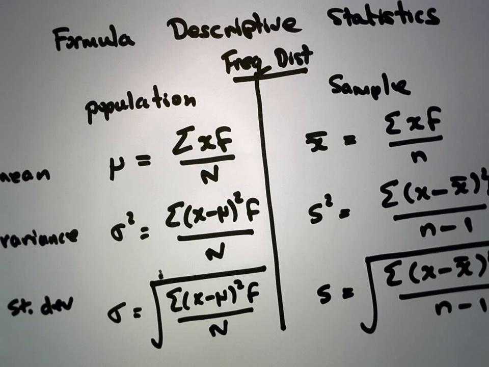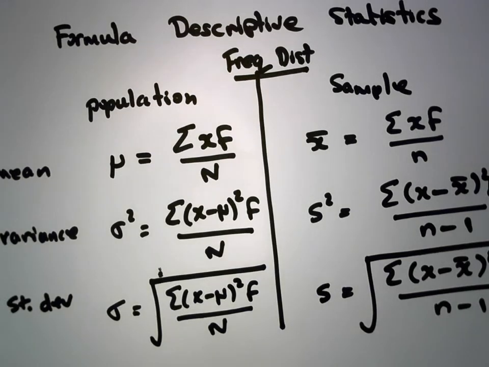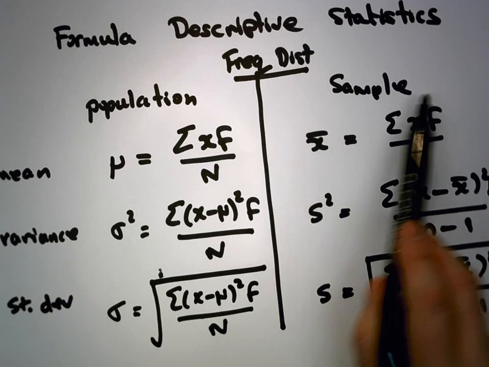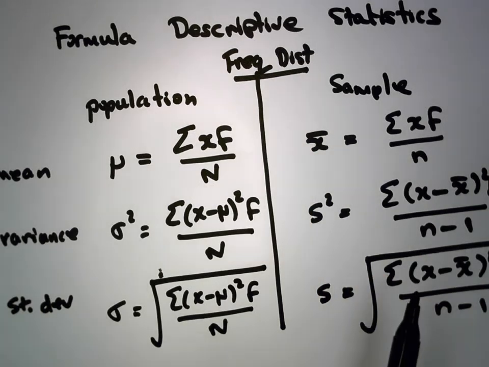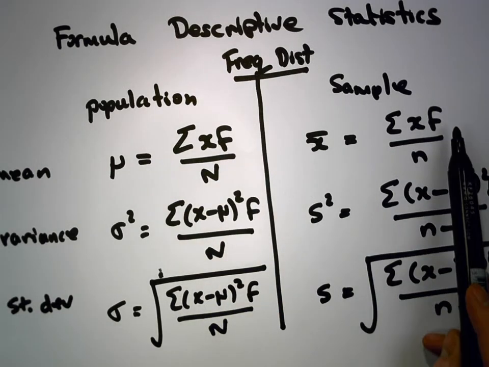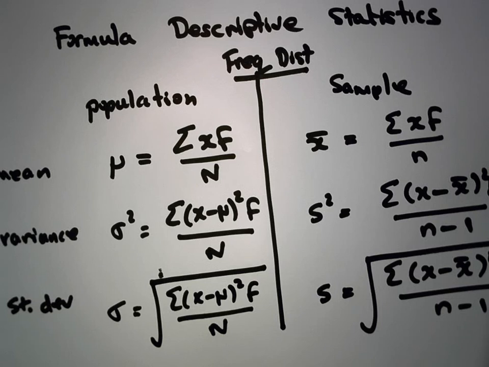So, like in the case of the raw data set, we have three statistics for the population data and three statistics for the sample data. Because this data has been represented through a frequency distribution, the formulas all include f's that signify that the data represented has frequencies associated with it.